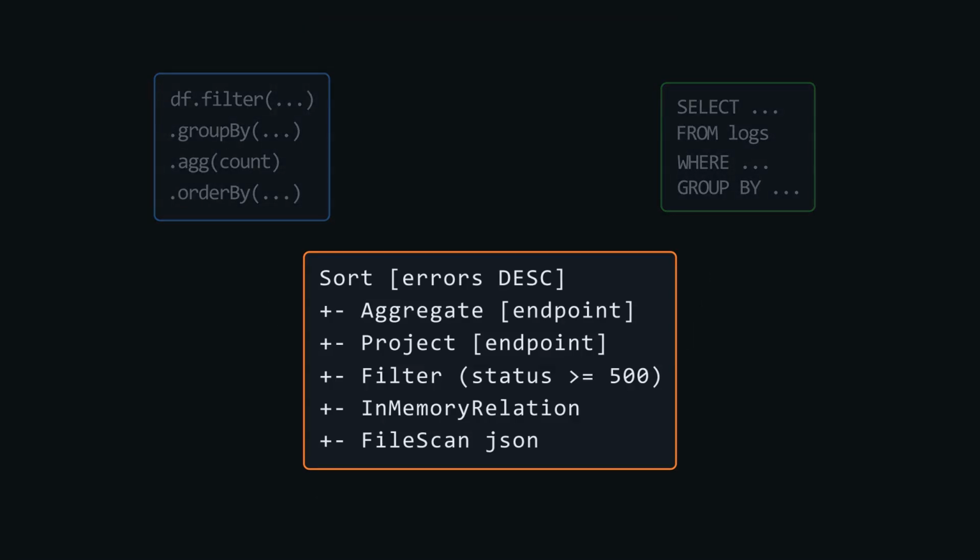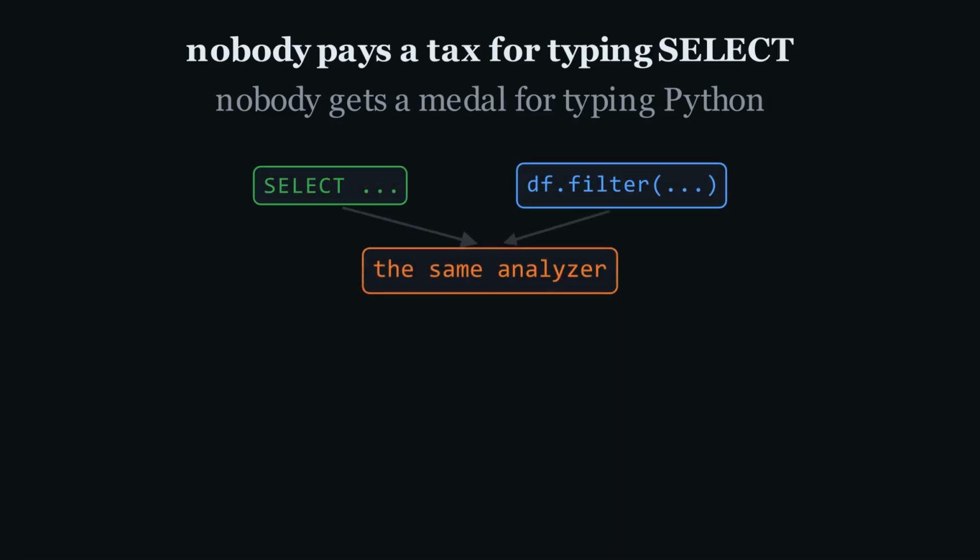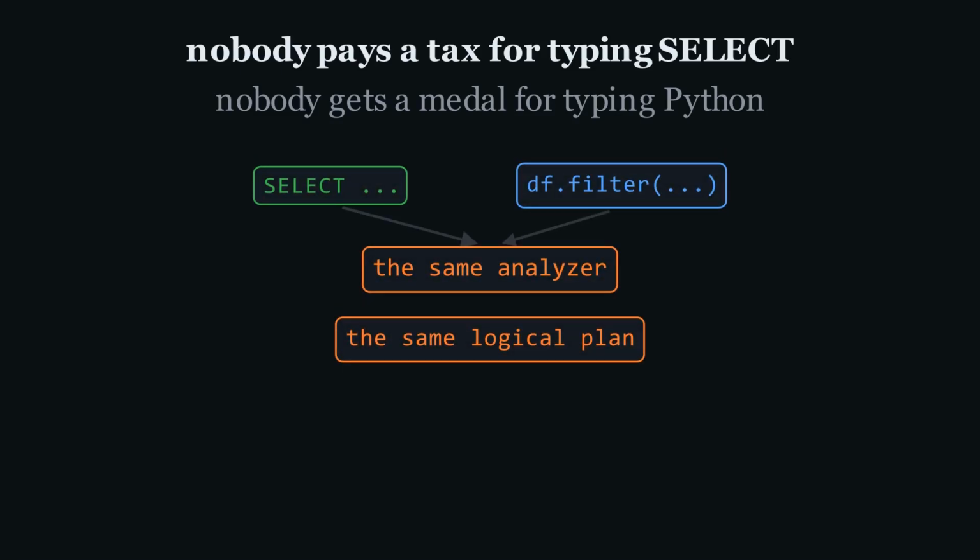Now, where does that SQL find your table in the first place? Nobody pays a tax for typing select, and nobody gets a medal for typing Python. Both descriptions reach the same analyzer, resolve to the same logical plan, and hand catalyst the same thing. So when the 2 sides express the same built-in operations and land on the same optimized plan, syntax alone is not what moves your cluster bill.